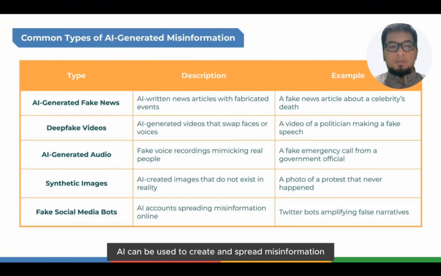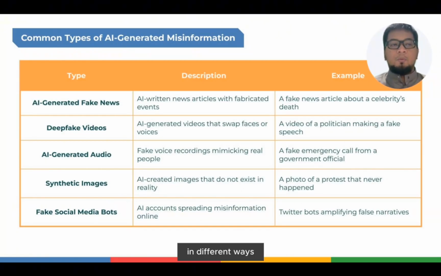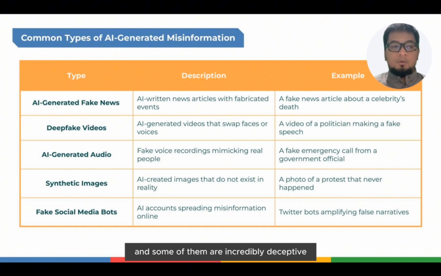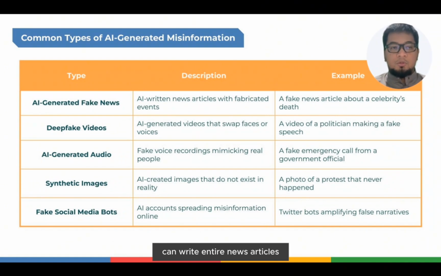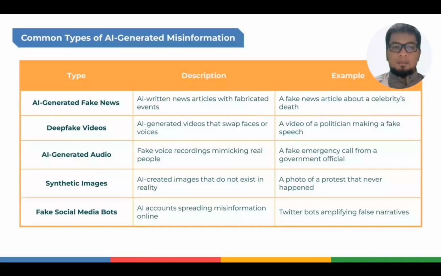AI can be used to create and spread misinformation in different ways, and some of them are incredibly deceptive. Let's go through some of the most common types. AI-generated fake news. AI can write entire news articles about events that never actually happened. Imagine seeing a viral headline about a celebrity's death that never occurred. That's AI-generated fake news in action.